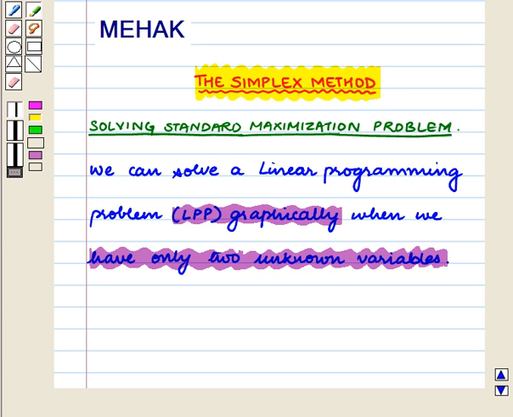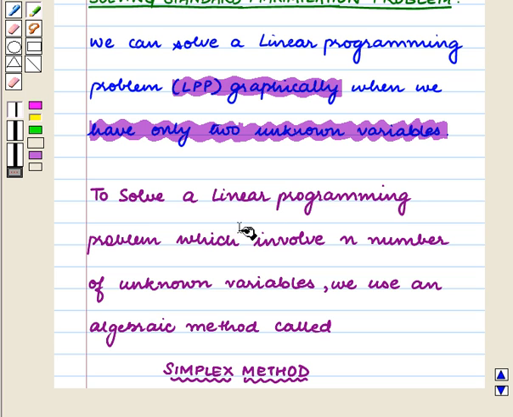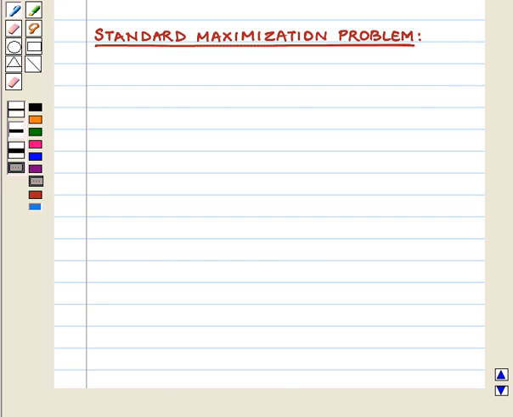If we have more than two unknown variables, maybe 3, 4 and so on, then we cannot solve the linear programming problem graphically. To solve a linear programming problem which involves n number of unknown variables, we use an algebraic method called simplex method. Here we will discuss this method for standard maximization problem.